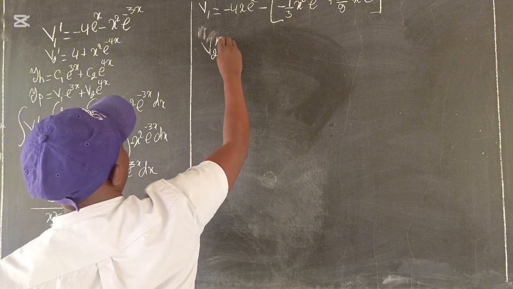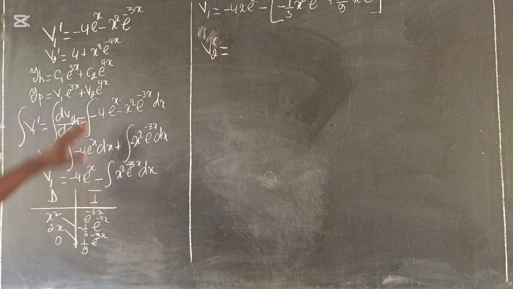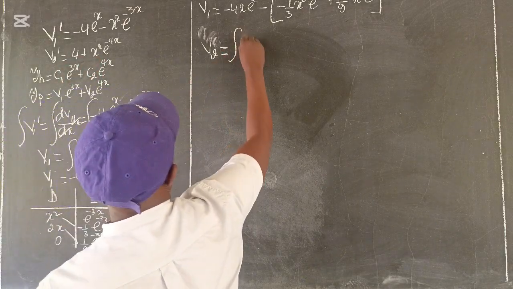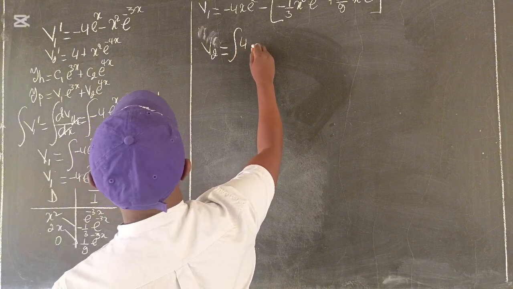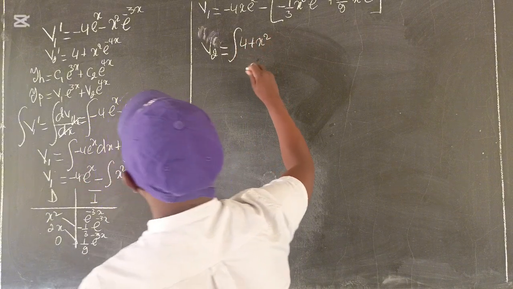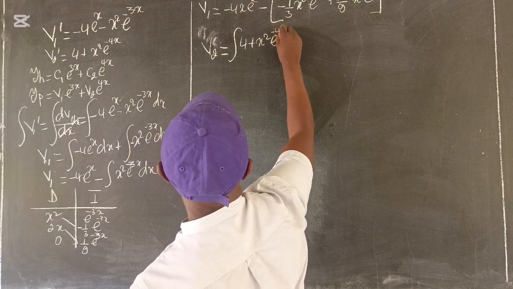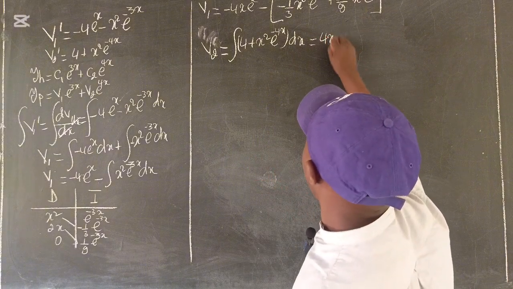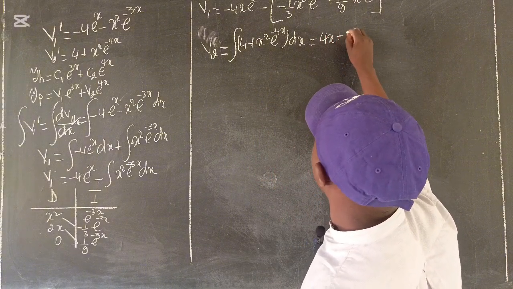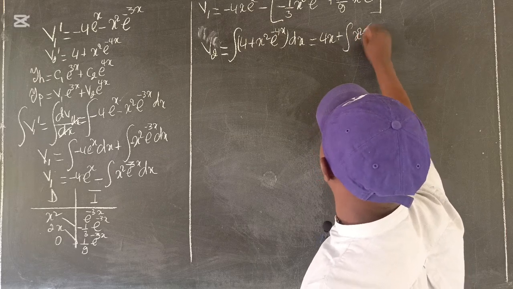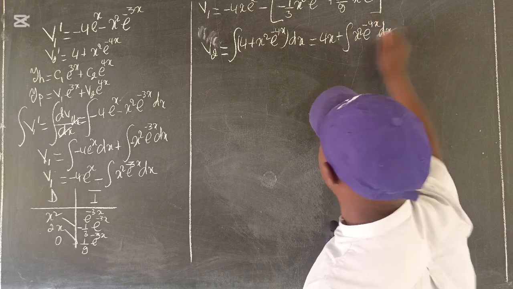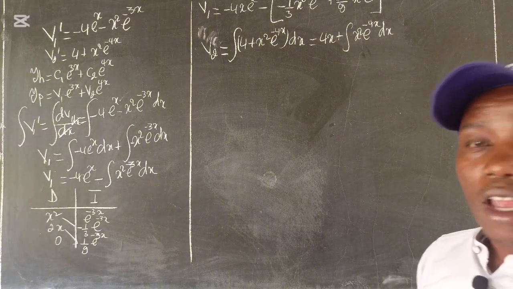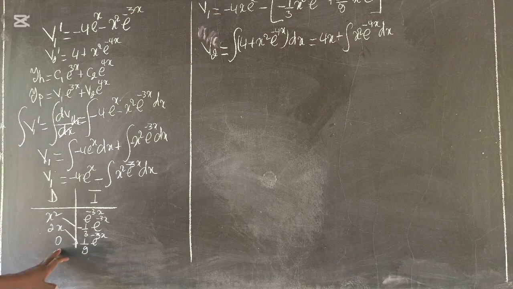v2 prime, sorry, v2 will be the integral of this, which is 4 plus x square times exponential of minus 4x dx. This is equal to 4x plus the integral of x square times exponential of minus 4x dx. As you see here, this also requires integration by parts. Let's do it as we did here.